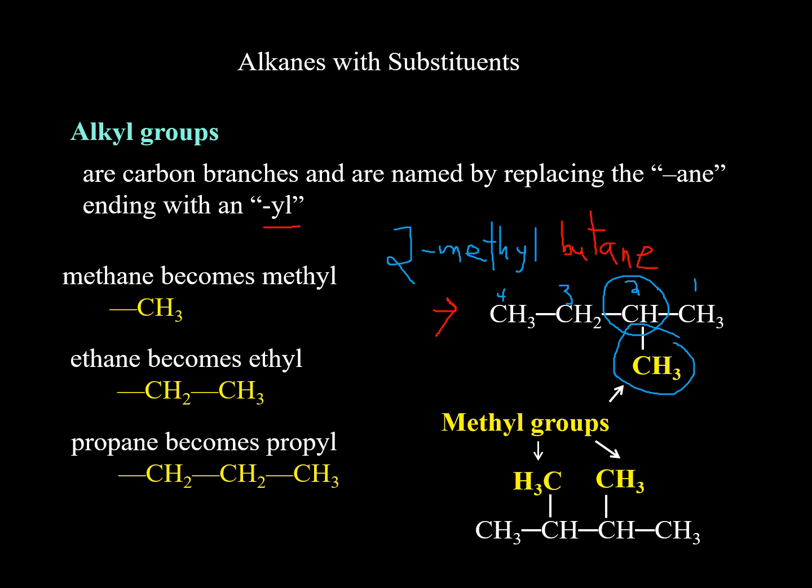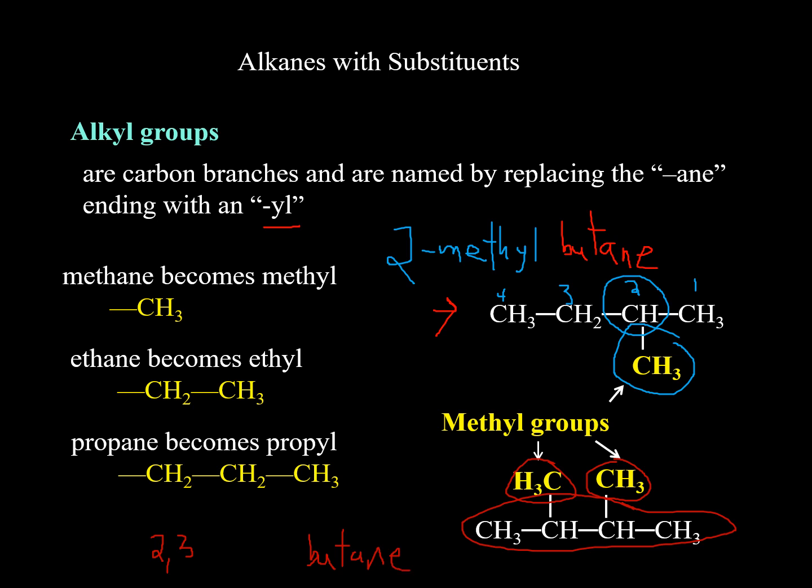The next example, the longest chain is four carbons, and we have two branches on carbon 2 and carbon 3. This would be called, although it's a little bit redundant to say, 2,3. First we write the longest chain. It's butane, the longest chain, four carbons.